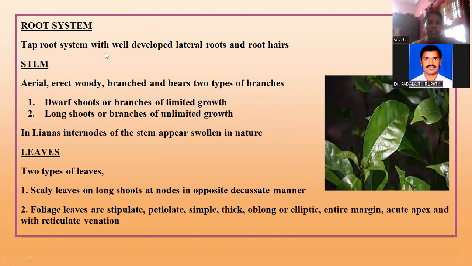It is a taproot system with well-developed lateral roots and root hairs, as in dicots. When you come to the stem, it is aerial, erect, woody, branched, and bears two types of branches. These two types of branches are dwarf shoots, or branches of limited growth, and long shoots, or branches of unlimited growth.